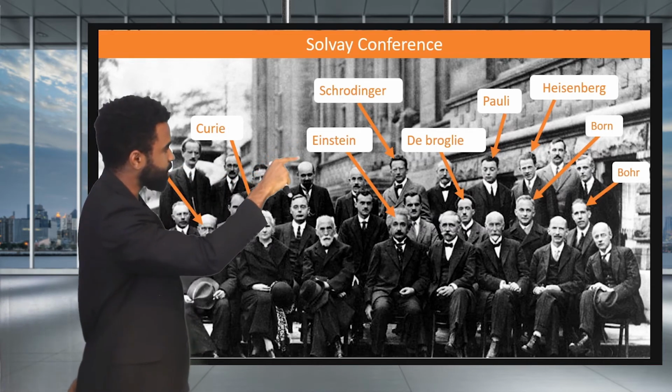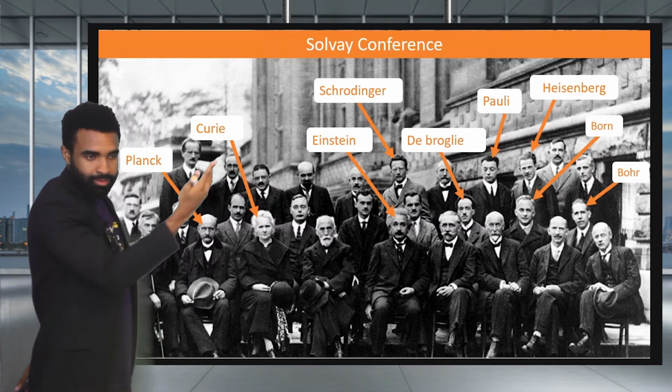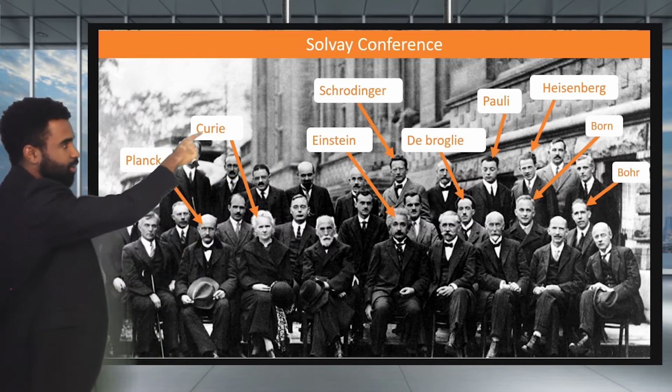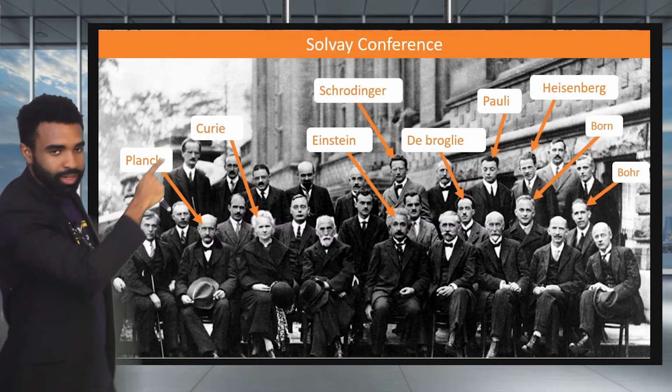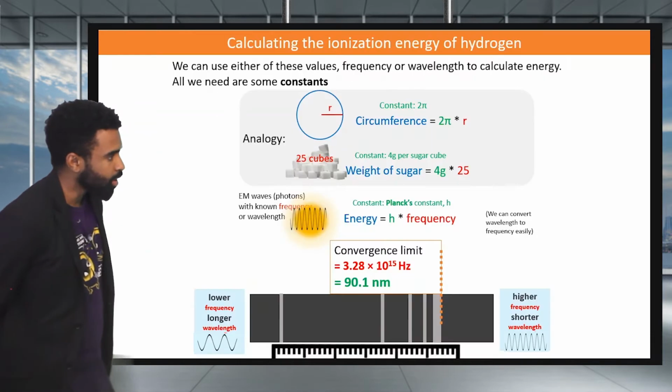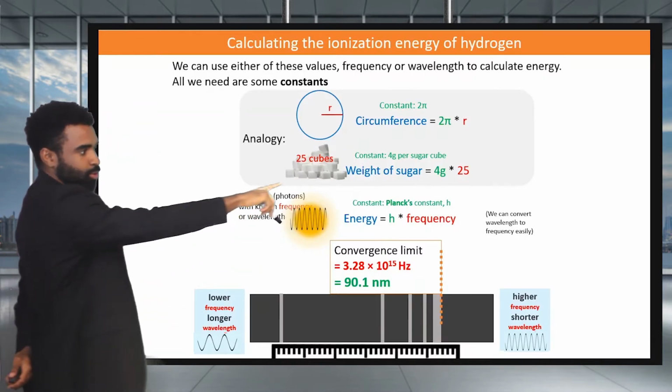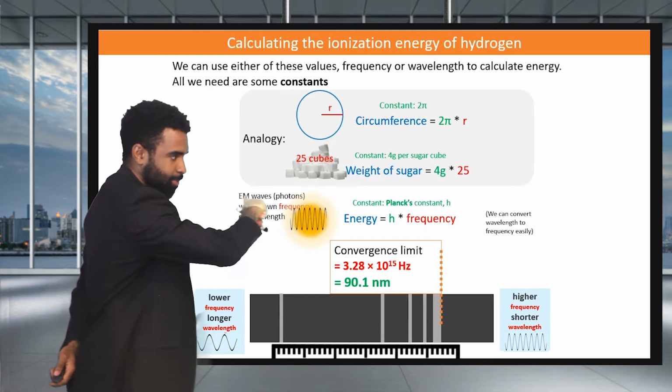Pauli's exclusion principle. Who else? Einstein, of course, Einstein. Marie Curie, Schrödinger, maybe you know.